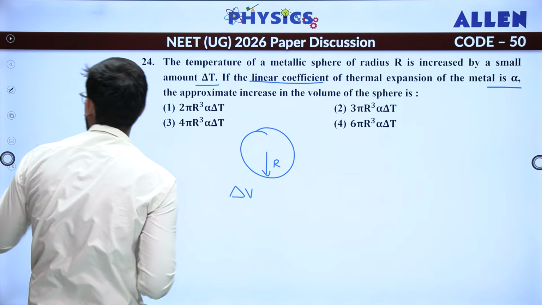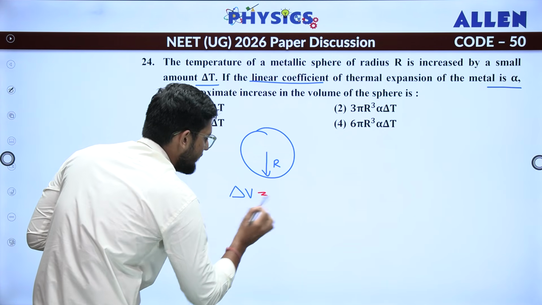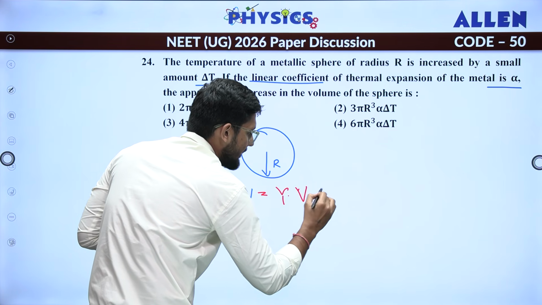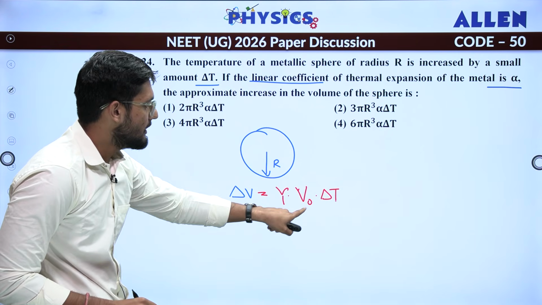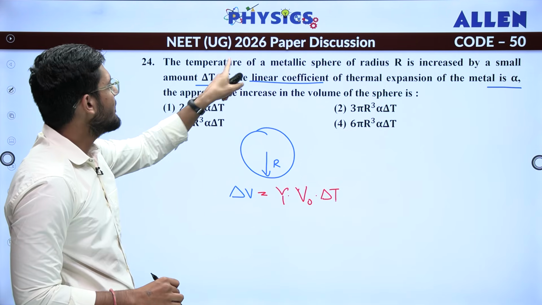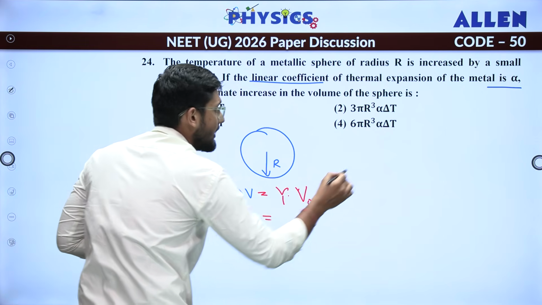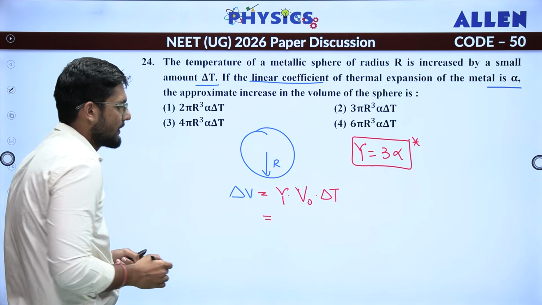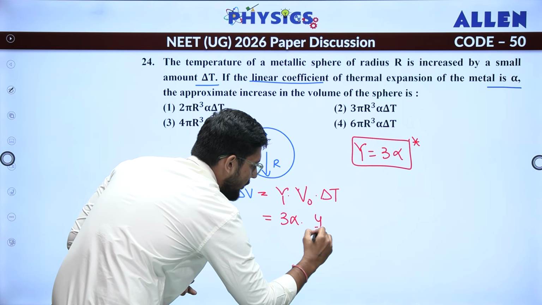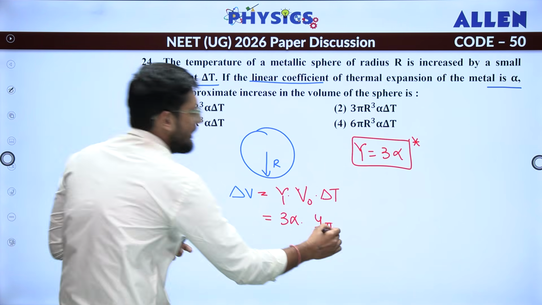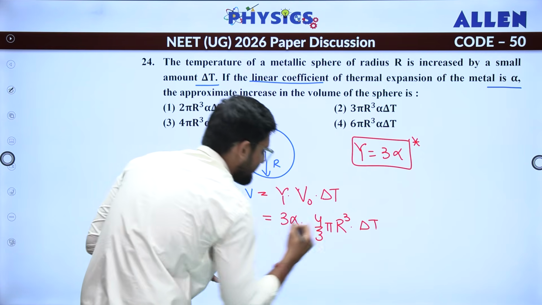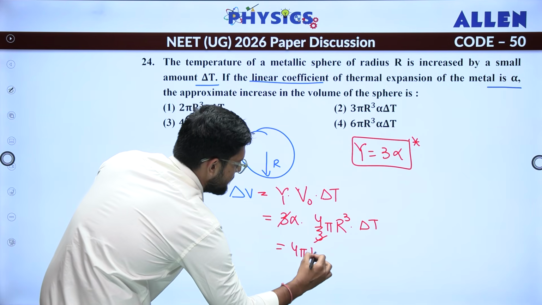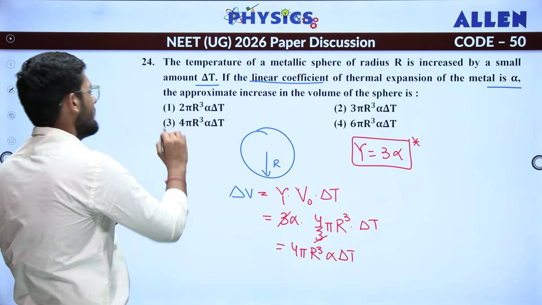So you know that delta V will be equal to gamma times V naught times delta T. V naught is the value of volume at the initial temperature, and gamma will be equal to 3 times alpha, correct, if nothing is given to us. So this will be 3 alpha, and this is 4 by 3 pi, and this will be r cube times delta T. So you'll be getting 4 pi r cube alpha into delta T. Third will be the answer.